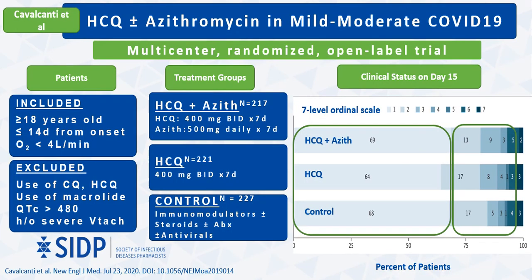On July 23rd, Cavalcanti et al. published their study, Hydroxychloroquine plus or minus azithromycin in patients with mild to moderate COVID-19. This was a multi-center, randomized, open-label trial conducted in Brazil. They included patients who were at least 18 years old and within 14 days from the onset of their symptoms. They were focused on looking at patients with mild to moderate disease, so they only included patients who had no oxygen supplementation requirement or an oxygen supplementation requirement that did not exceed 4 liters per minute. Notable exclusions are listed below.